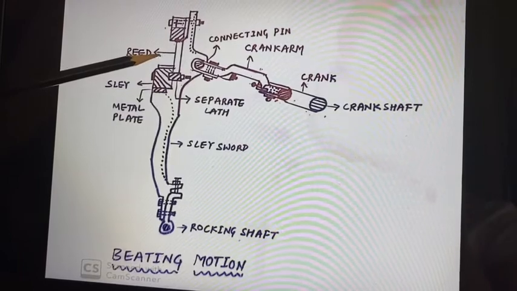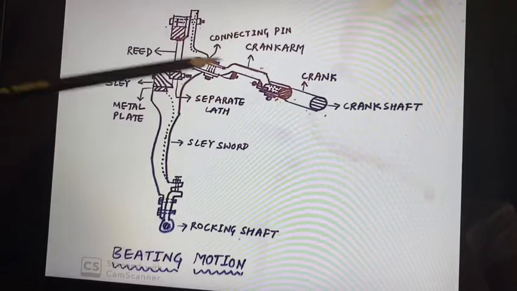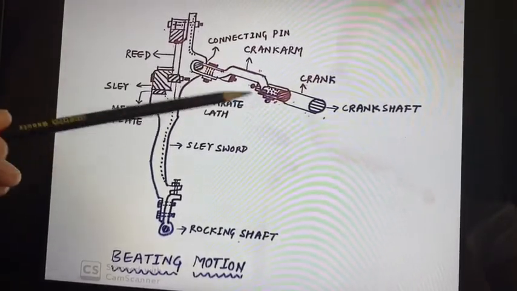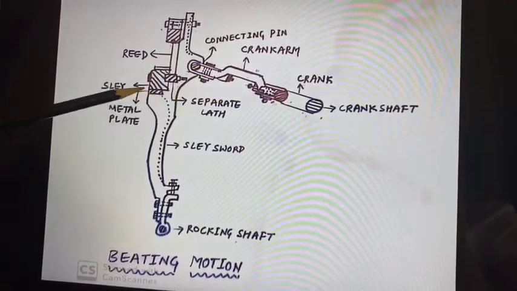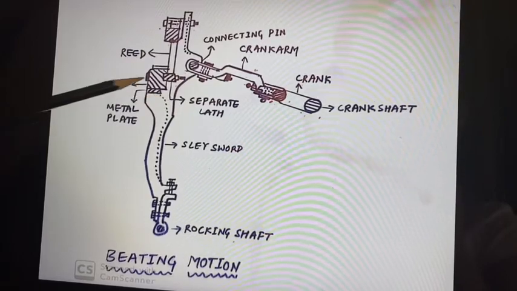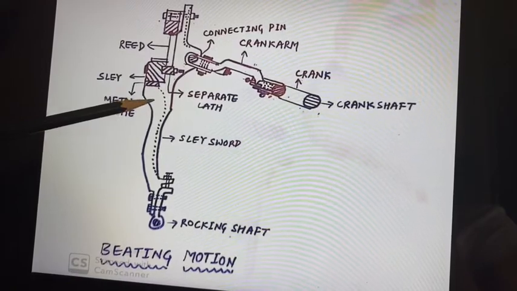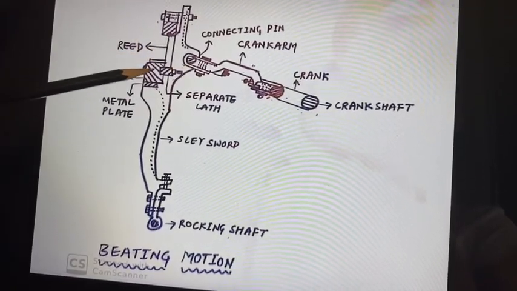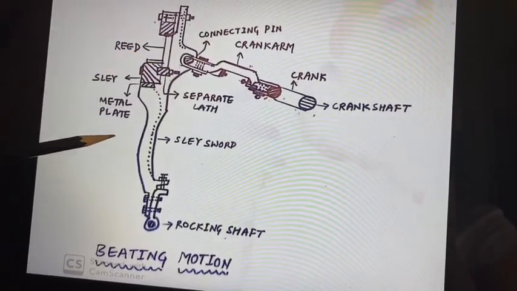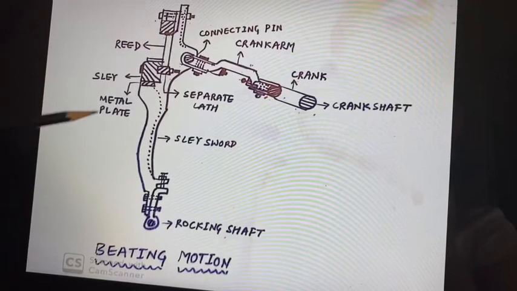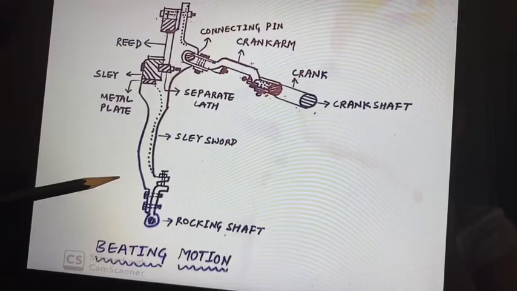Because the weft is coming in the path of the reed, it is beaten up to the fall of the cloth. And when the crank is moving from forward to backward, with the help of the crank arm the sley sword is moving backward. The sley sword moving backward means the sley is moving backward, means the reed is moving backward, and at this time the shed is used for picking. In this way, in its forward motion the last pick is beaten up to the fall of the cloth, and when it is moving backward the next pick is inserted, and this motion continuously repeats to form the fabric. In this way, beating up is taking place.